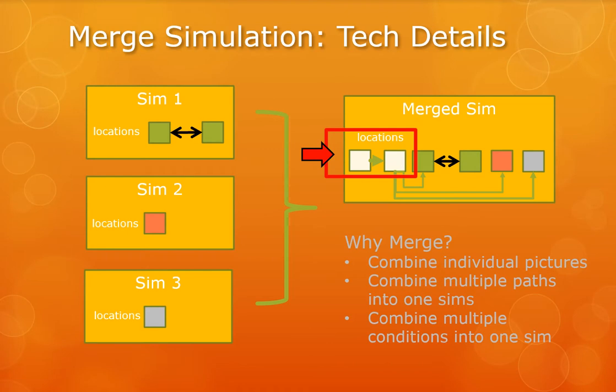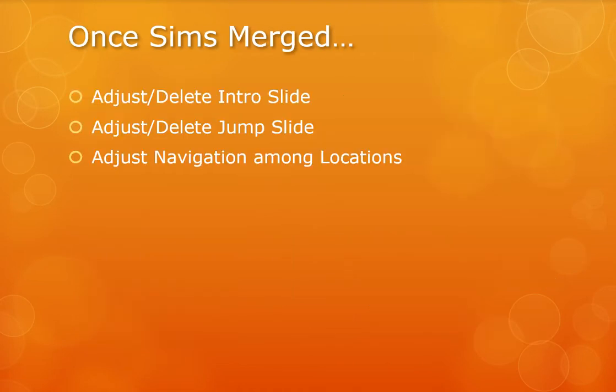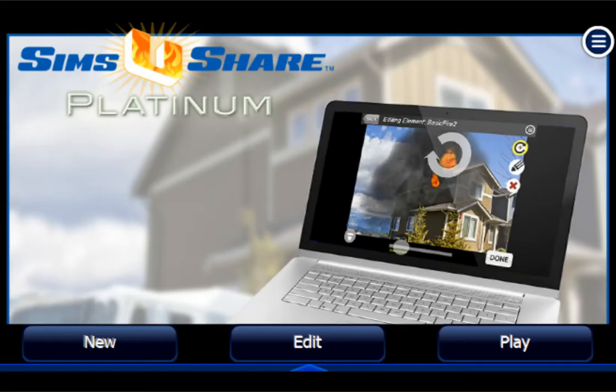Once you've merged your simulations, you're going to want to adjust or delete the intro slide, adjust or delete the jump slide, and then adjust navigation among your locations. So let's take a look now at how this is all done.